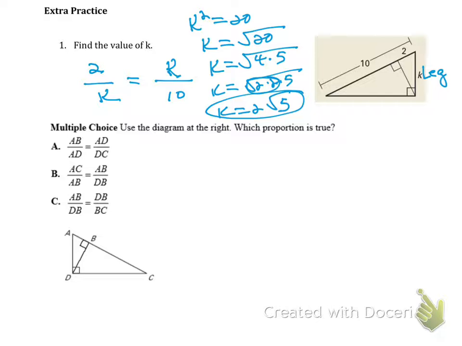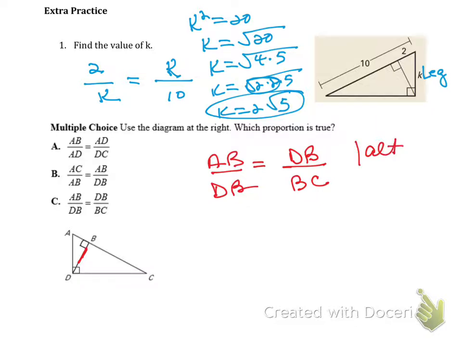Okay, so look what I have here. They don't tell us what they want us to look at, so why don't we set them all up? So we'll do altitude first. So what do I know about the altitude? Here's the altitude. That's going to go in the geometric mean spot, which is right here, DB, DB, and then it's going to be AB with BC, because it's the two pieces of the hypotenuse. So this is the altitude.